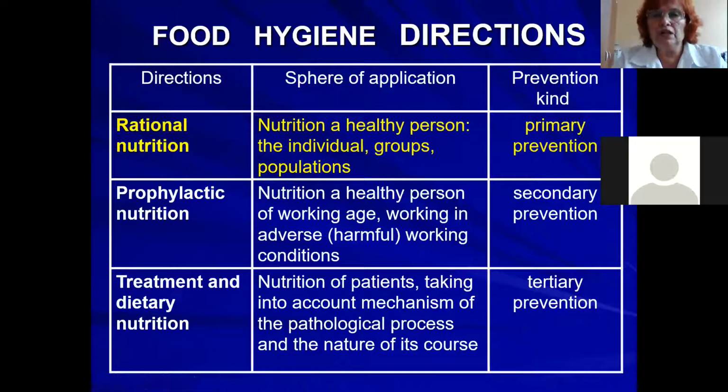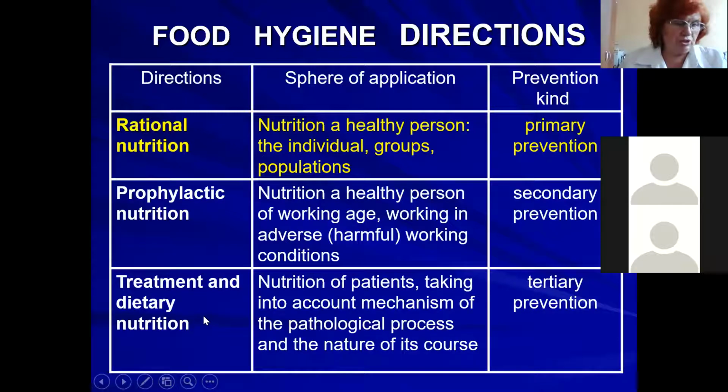What are food hygiene directions? They are rational nutrition, prophylactic nutrition, and treatment and dietary nutrition. We begin with rational nutrition. Rational nutrition is nutrition of a healthy person, the individual groups and populations. And the kind of prevention is primary prevention.